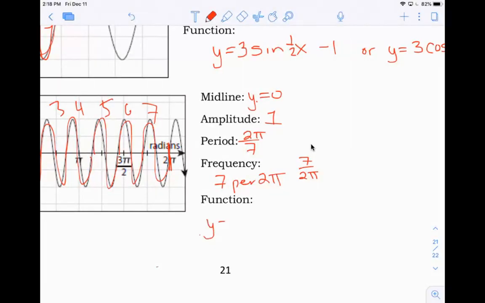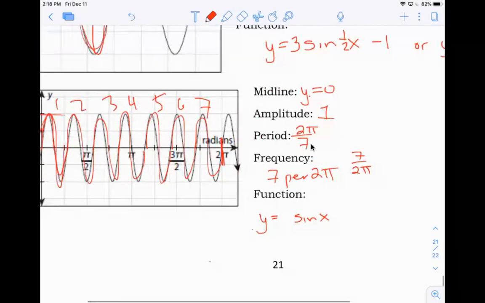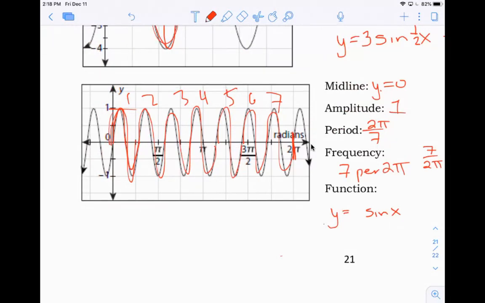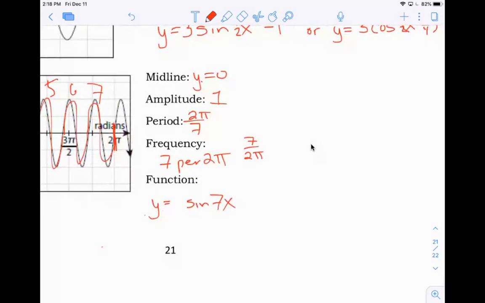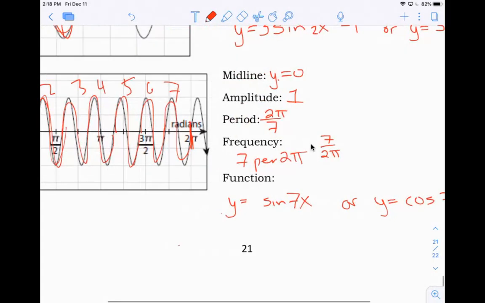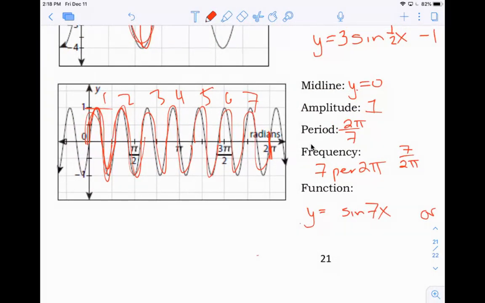All right, function time. We've got sine of x. This one, nice classic sine of x, right? We were definitely counting those sine functions. Sine of x, we've got no midline, one amplitude, but the period is now 2 pi over 7. So we need to take this, make it 7 times as fast. 7 times as fast means times by 7. So this would be y equals sine 7x. Or y equals cosine 7x, but that x has to be shifted over.